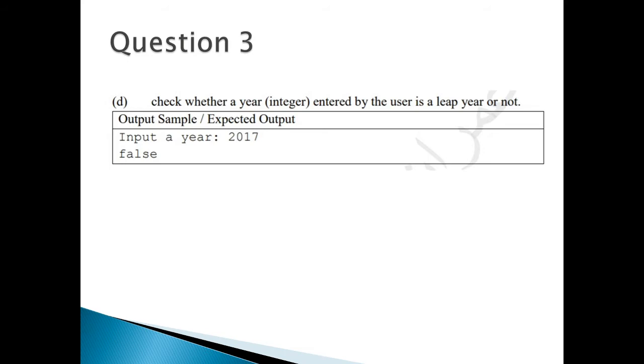Okay, question 3. Check whether a year, which is an integer, entered by the user is a leap year or not. So you need to know what the formula or conditions are to decide whether the year entered is a leap year or not. And this is the output sample.